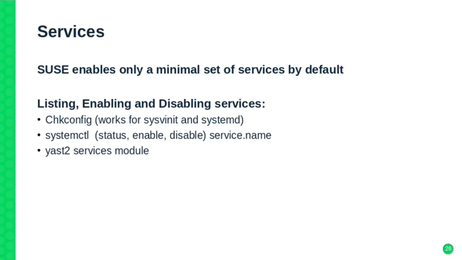Going to the services. For services, you can list them, for instance, with tools like chkconfig that works for both sysvinit and systemd, or the YaST2 services module if you want a UI module. For systemd itself, there's the tool called systemctl that can show the status of the system. It can enable and disable services. Enabling and disabling means for things like when booting the machine. It can also start and stop the services, which would be the immediate action.